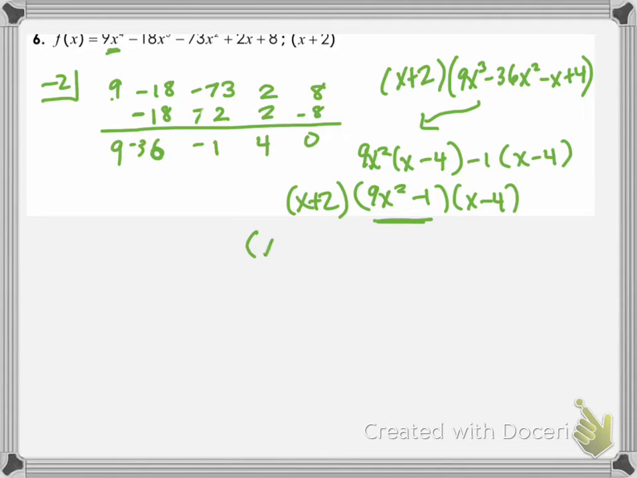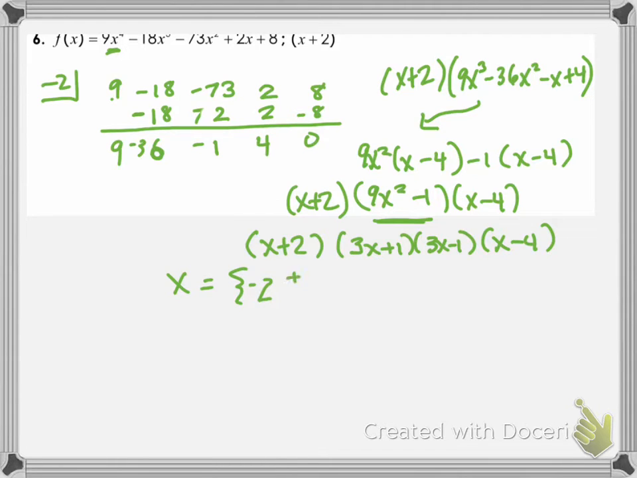So I'm really at x plus 2, 3x plus 1, 3x minus 1, and x minus 4. So x would be, let's see, negative 2, plus or minus 1/3, and 4. So there's your 4 zeros for that.